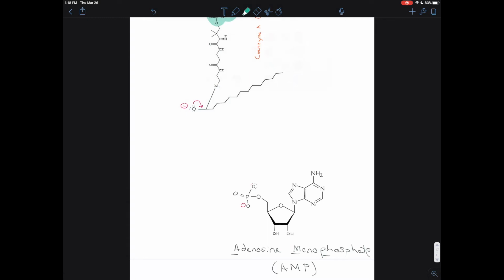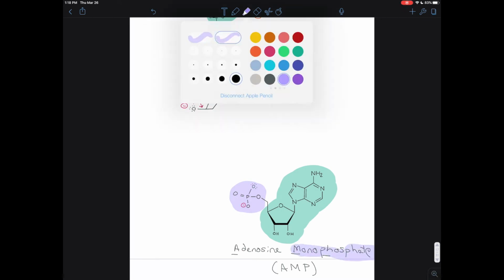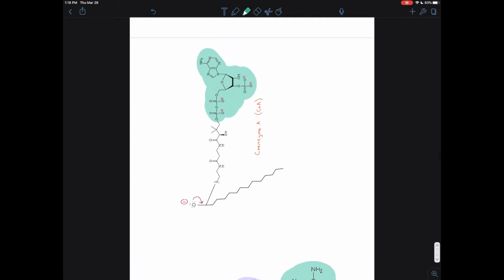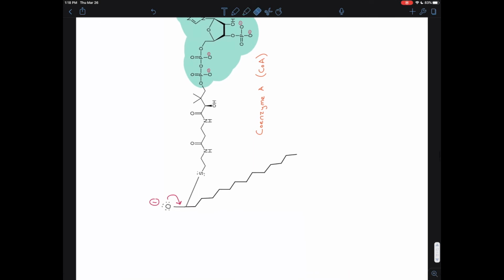AMP. Because you have the adenosine, that's this group right here that has been reappearing so often, and then you only have one phosphate on it. So monophosphate. So we have this AMP. So we've used ATP, it's become AMP, and our molecule of interest now has a double bond.